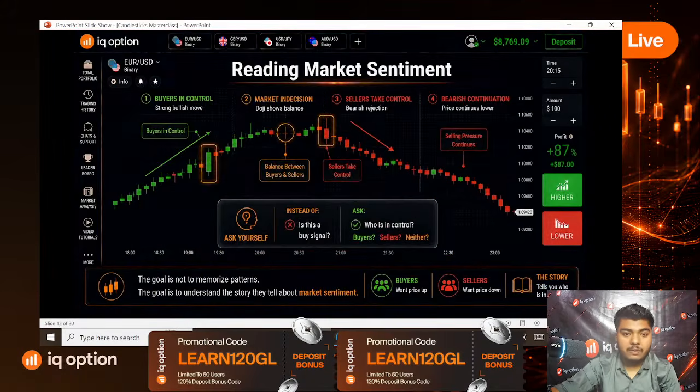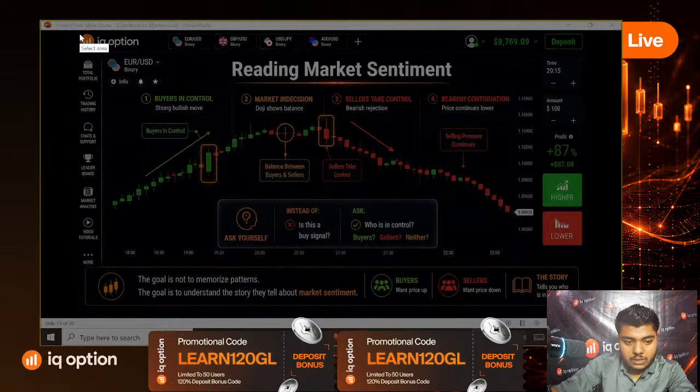Our next topic is about reading market sentiment. What is actually market sentiment? Market sentiment means a candlestick shows you where the market wants to tell you. If you understand what a candlestick wants to tell you, you will understand before the market gives you its next move. So let's focus here, guys.